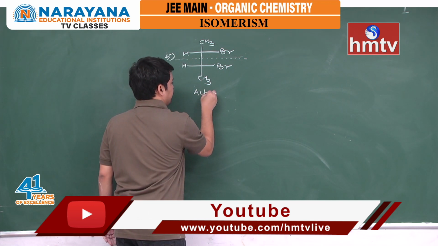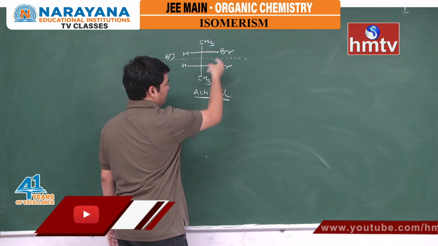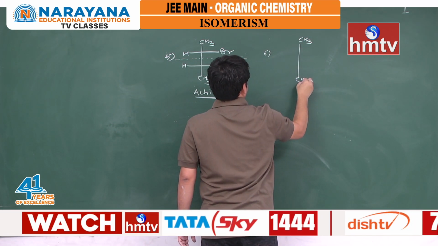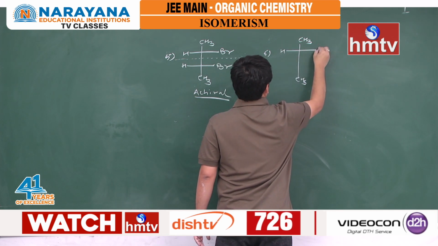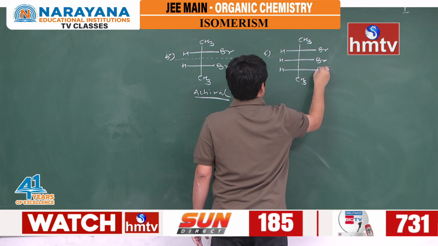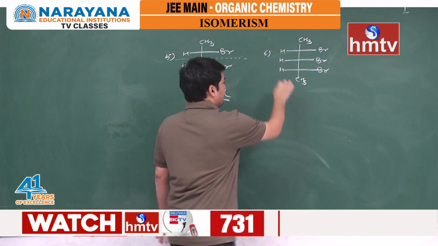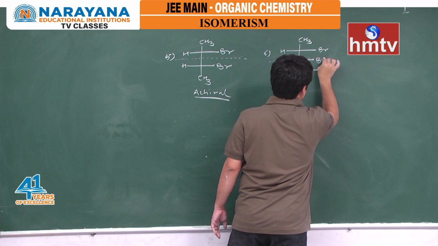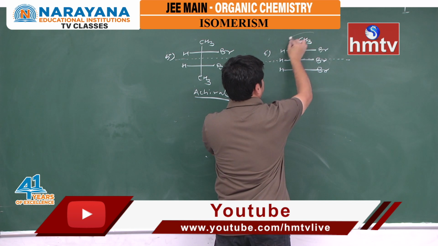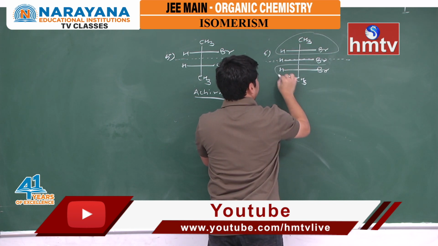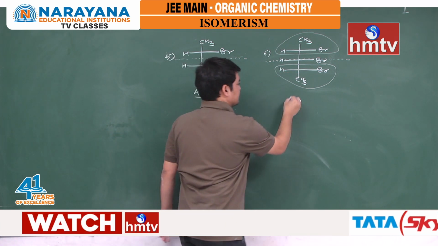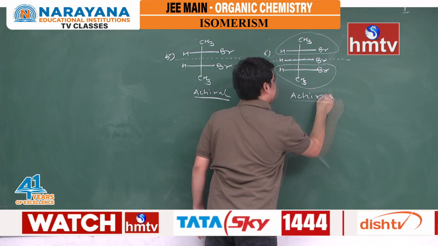Now I am writing here. Now this is again achiral because of the plane of symmetry. Sixth example, CH3, HBr, HBr, HBr. Now if you check, here we have a plane of symmetry passing through HBr, and after this plane of symmetry we are getting equal halves, which are mirror images of each other. Again we have a plane of symmetry.